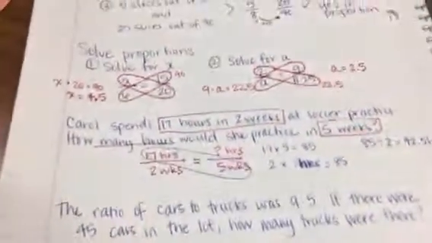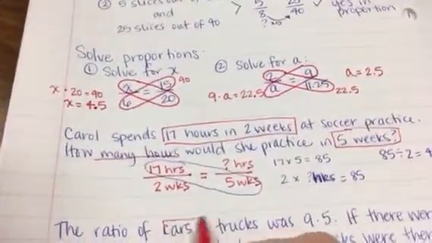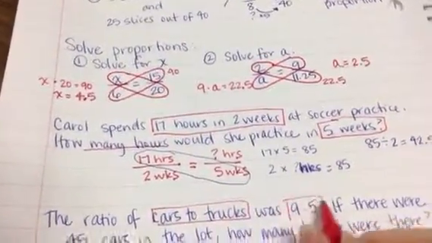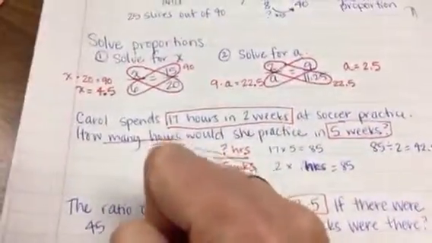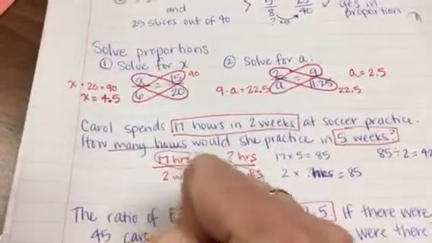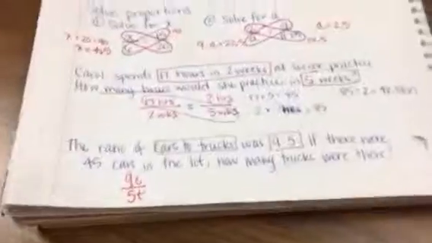So we're again comparing two things, cars to trucks. And that's 9 cars to every 5 trucks.